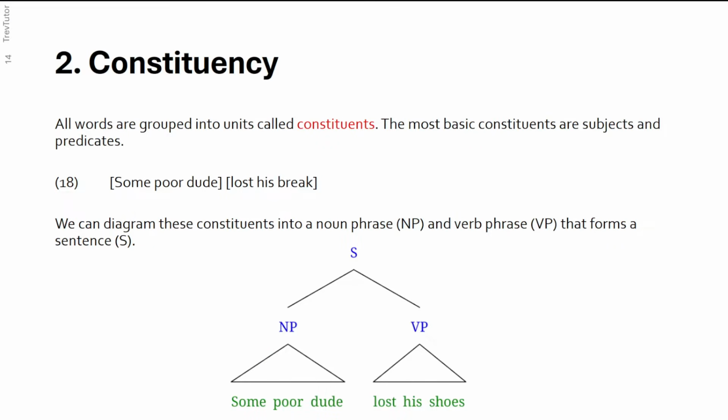So now that we've learned about word categories, we can talk about constituency, and this is about getting the structure of the sentence. So the most basic ones that you'll know are going to be subject and predicate. We need those to form a complete sentence in English.